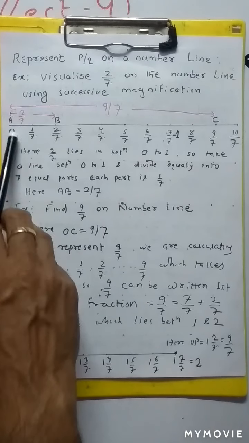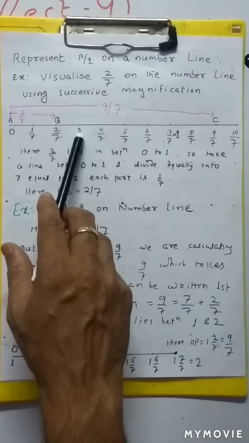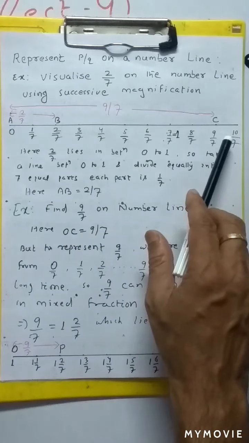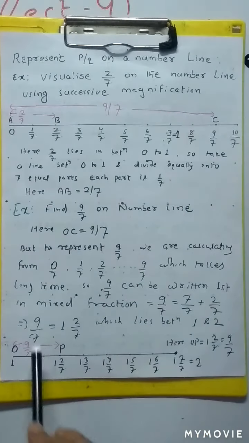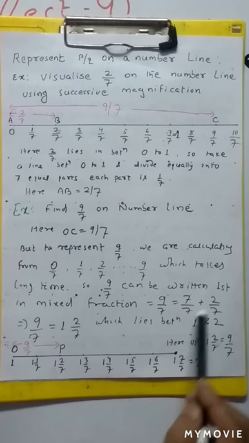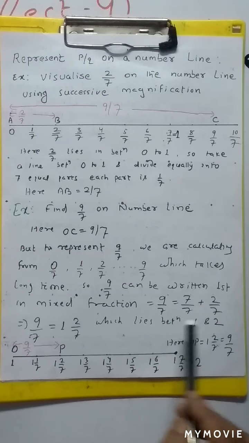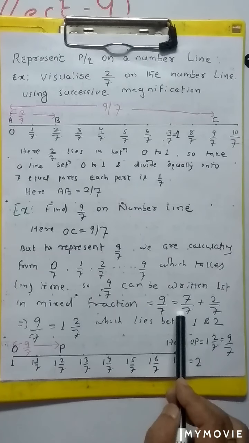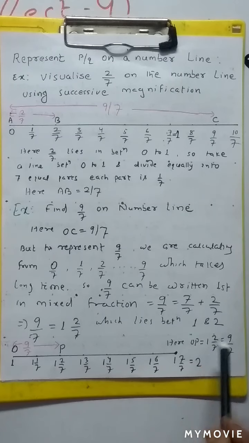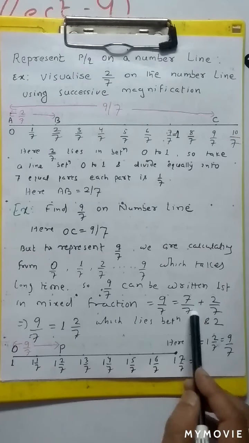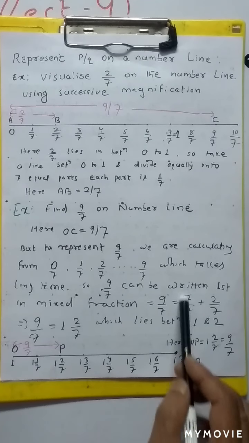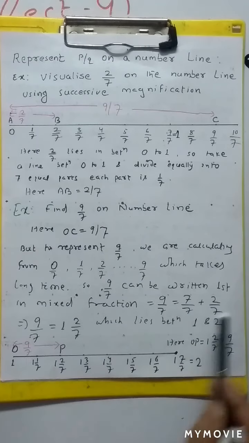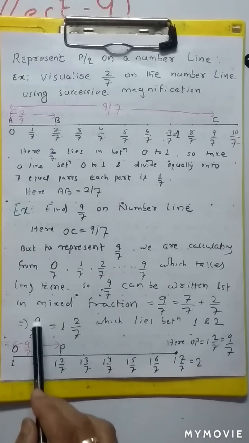Here AC represents what? 9 by 7. A to C represents 9 by 7. In another way, if we calculate 9 by 7, we have to go from 0, 1 by 7, 2 by 7, 3 by 7, 4 by 7, which is time consuming. More time will be taken to represent 9 by 7. But we know 9 by 7 can be written as 7 by 7 plus 2 by 7.